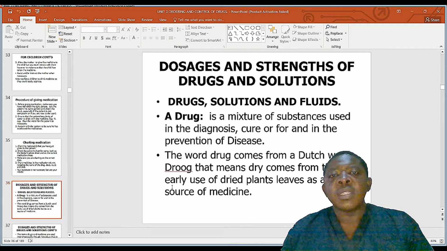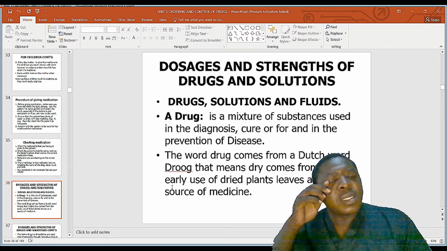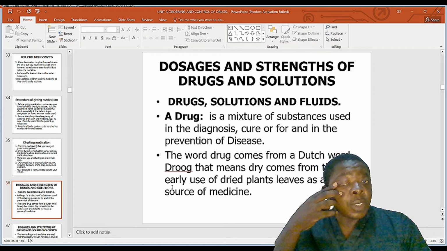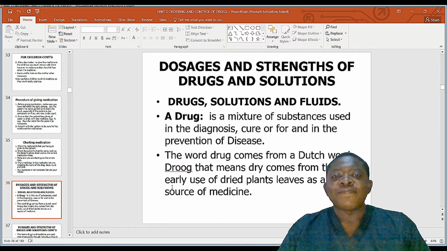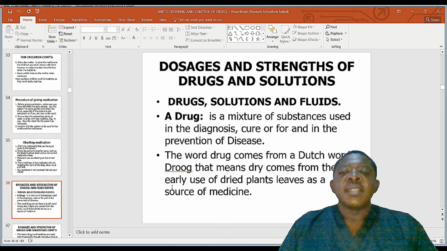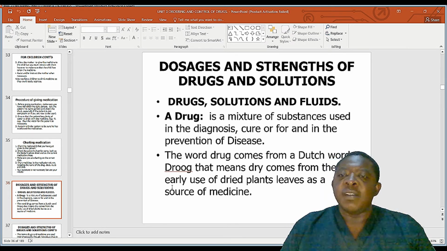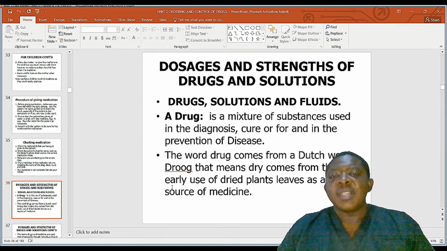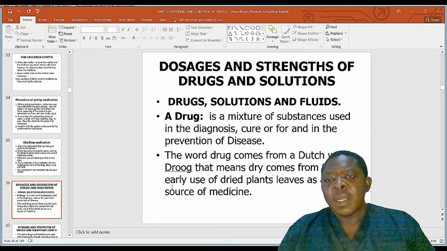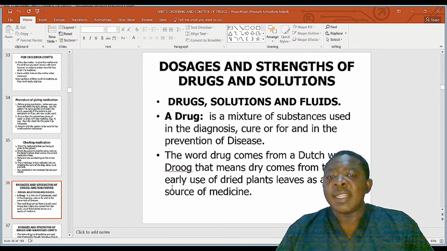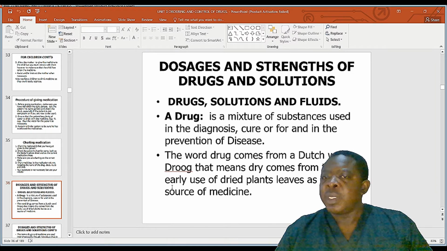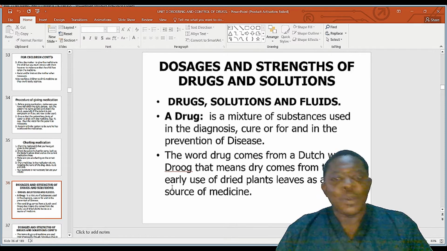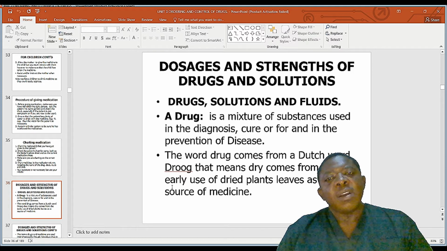Okay, now let us talk about dosages and strength of drugs and the solutions. So we are going to talk about drugs, solutions, and the fluids. A drug, by definition, is a mixture of substances used in the diagnosis, cure, or prevention of a disease. So when you're looking at a drug, we just look at it as a substance for diagnosis purpose, for cure purpose, or for prophylaxis of disease.